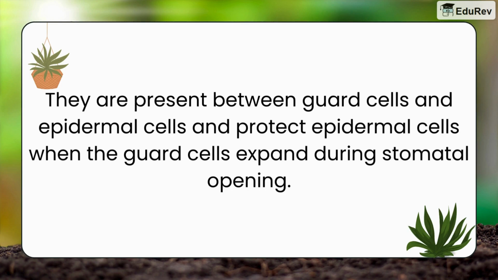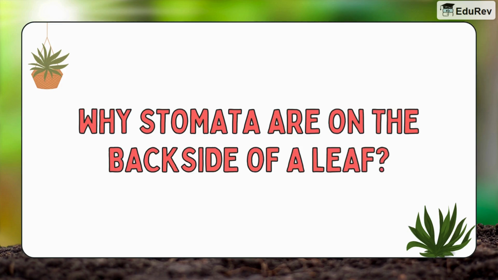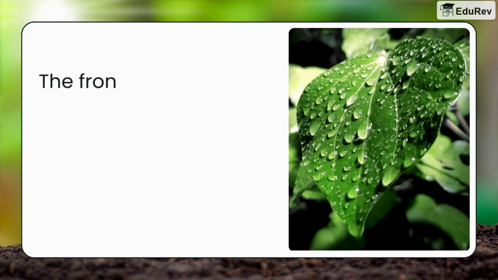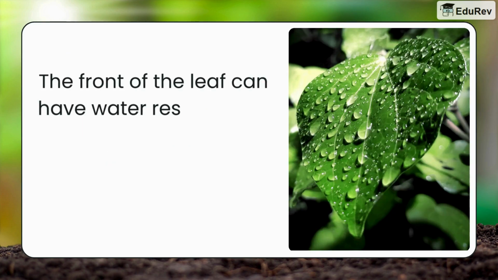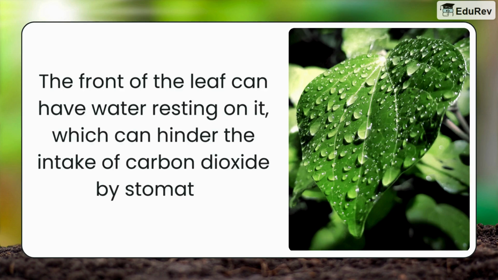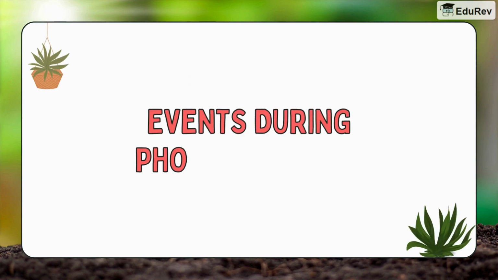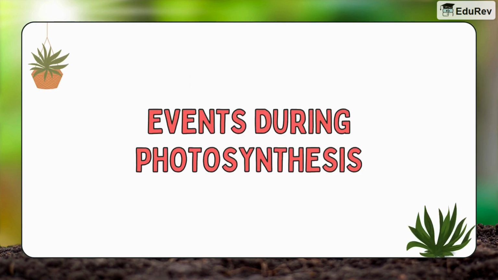Do you know why stomata are on the back side of a leaf and not the front side? It is because the front of the leaf can have water resting on it, which can hinder the intake of carbon dioxide by stomata. Now let's study how plants actually make food with the help of photosynthesis.